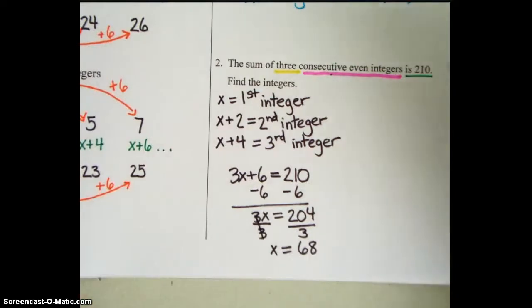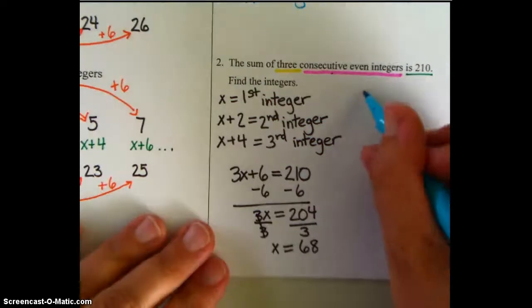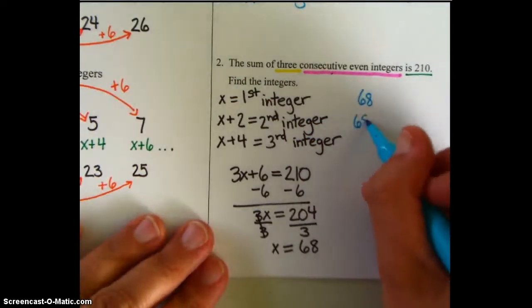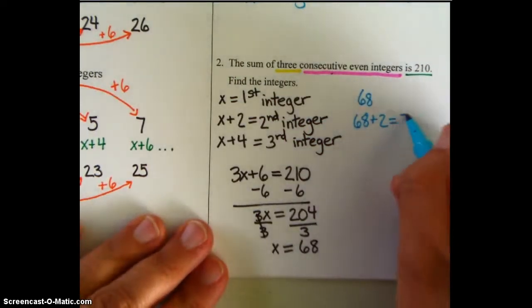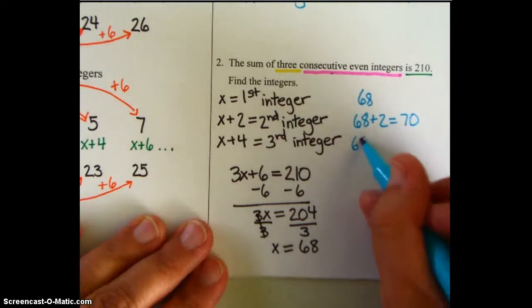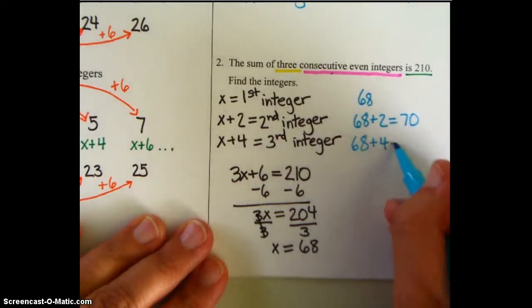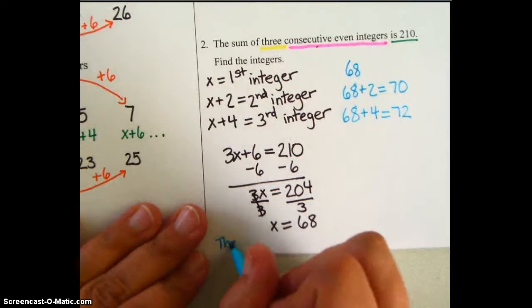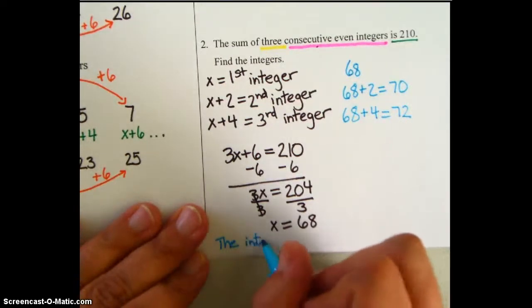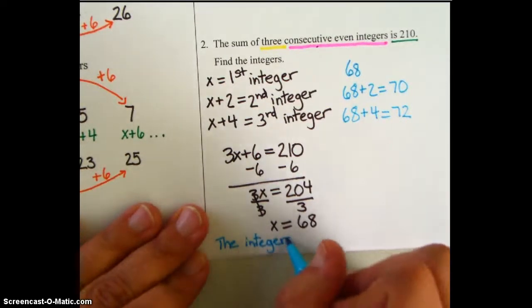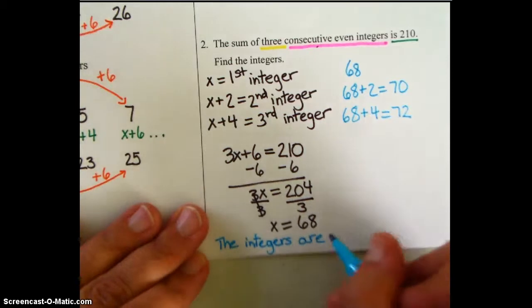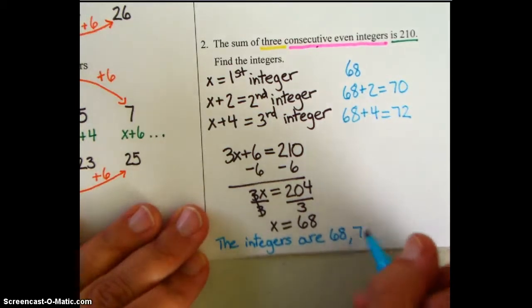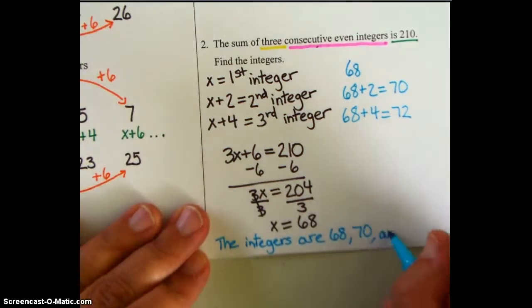Well, let's check it. Is 68 an even number? Yes, it is, because 8 is an even digit. When we plug it back in, 68 plus 2 gives us 70, and 68 plus 4 gives us 72. That means that the integers are 68, 70, and 72.